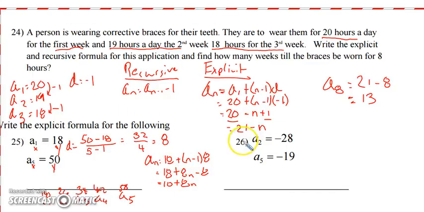Alright, so 26, same idea. We don't have the difference, but we're also missing another thing. That's the second term. We need the first term. So what we do here is we say, alright, let's find the difference first. We need to know the difference. Okay, so we have A2 to A5, we go from negative 28 to negative 19. Let's see what the average rate of change is there, as we need the difference to figure out where A1's at.